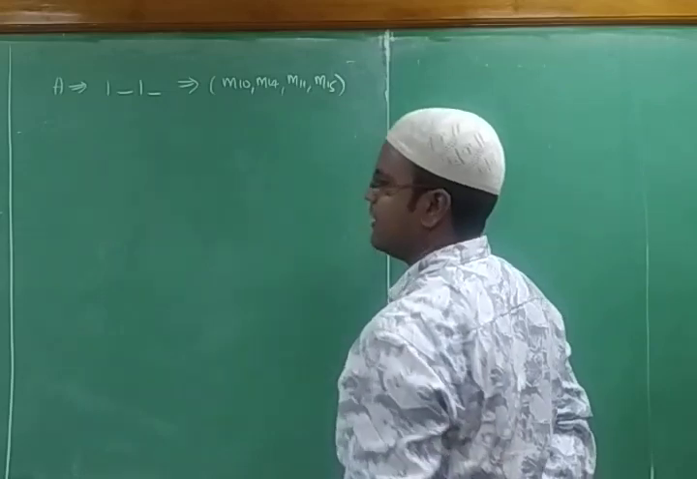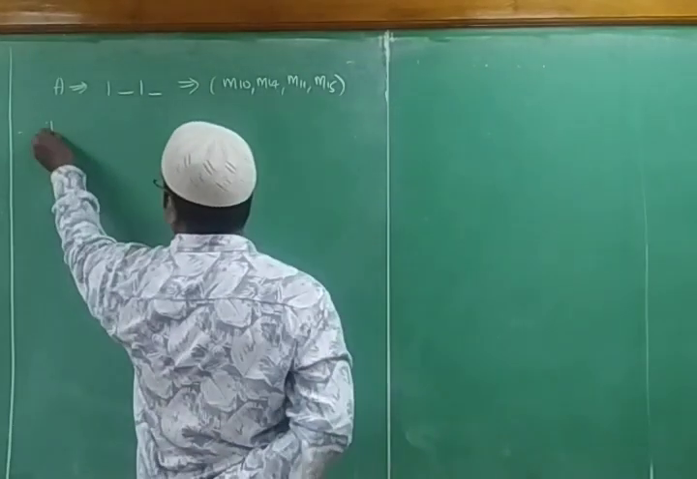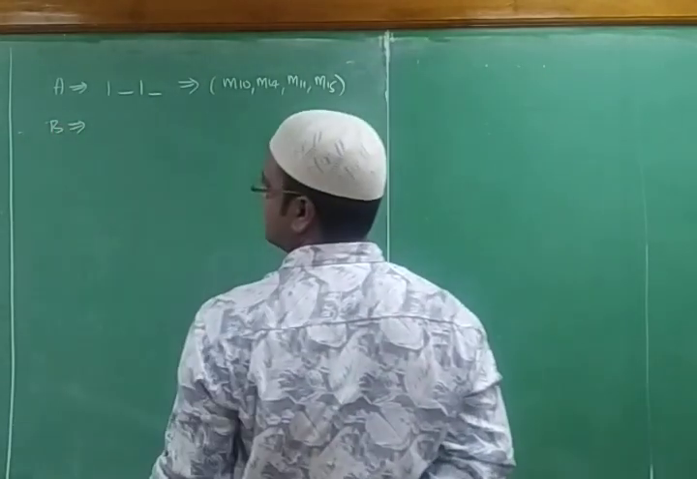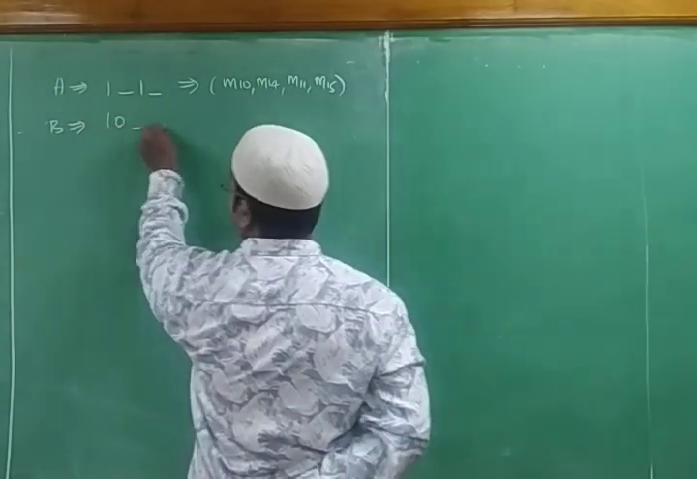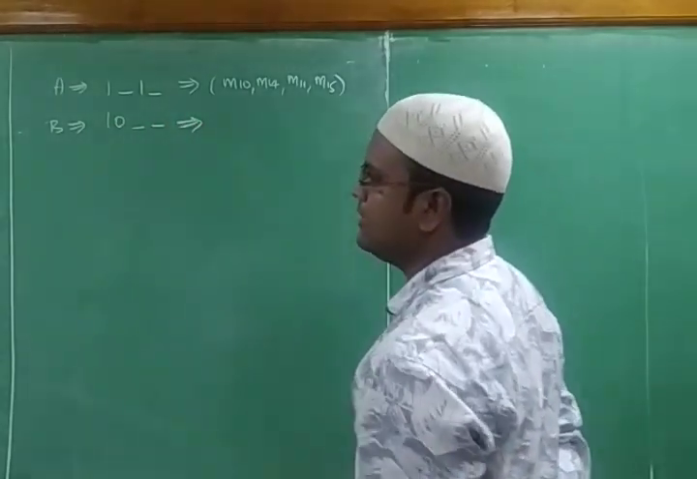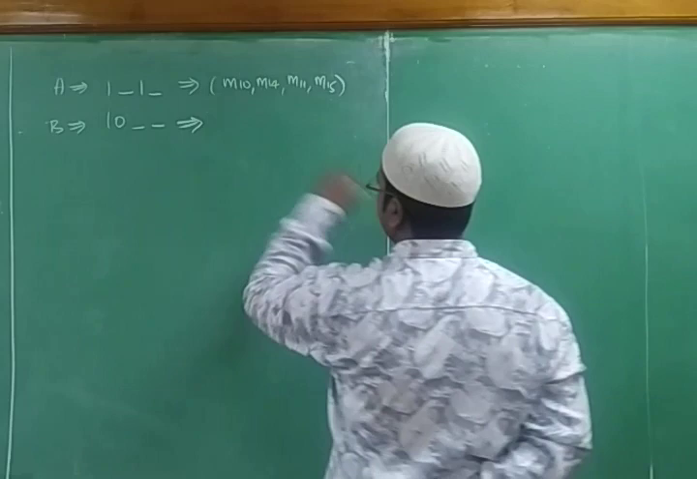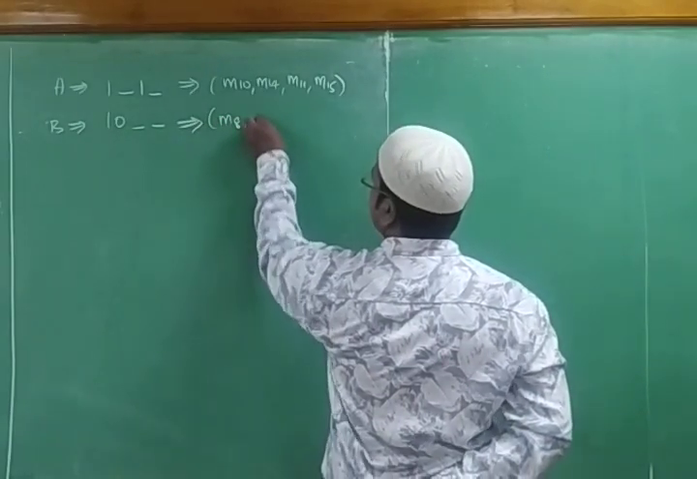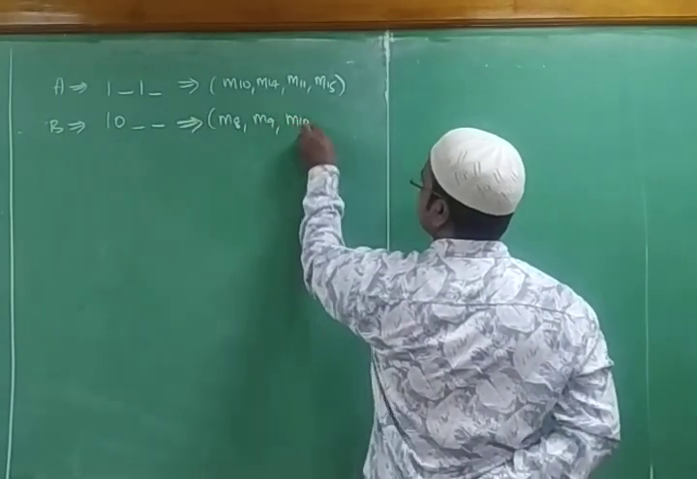Next we want to write the next value, B. So what is the value of B we do have? B is nothing but 1, 0, dash, dash. What is 1, 0, dash, dash? By taking the minterms 8, 9, 10 and 11.